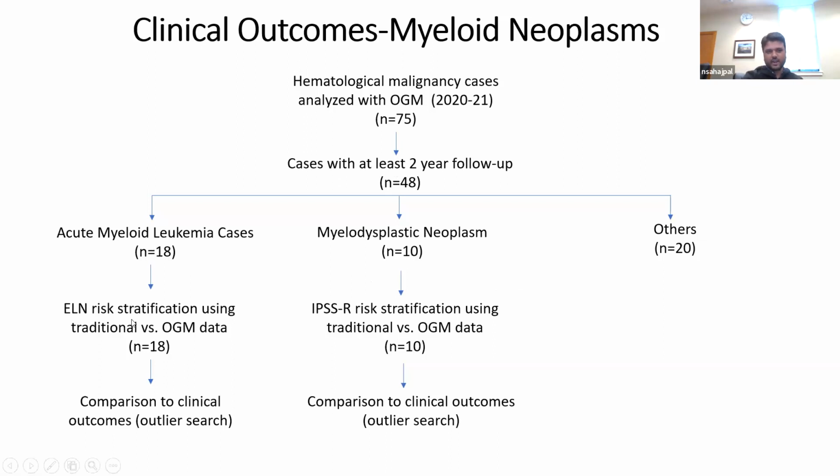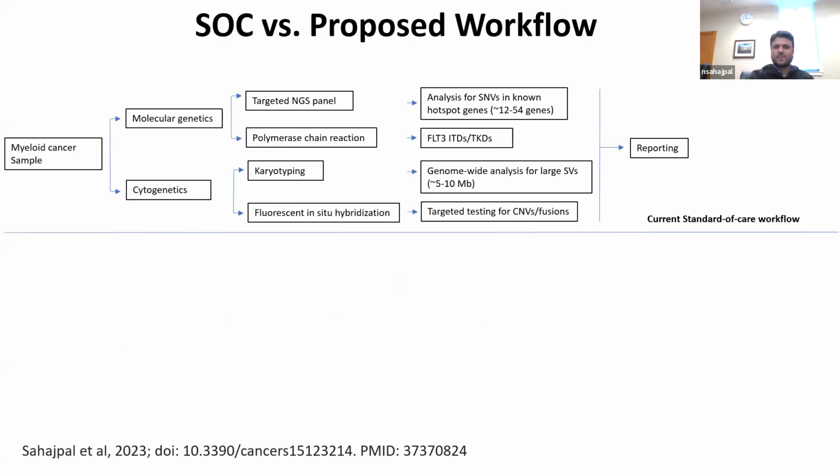So we did ELN risk stratification for the AML cases, and compared the risk stratification with standard of care with optical genome mapping. For the MDS cases, we did IPSS-R risk stratification, compared SOC with OGM, and then followed these patients and measured clinical outcome as a measure of survival. Now, before I go into that, 28 of these cases did fall into another bucket, which is we proposed an altered workflow for myeloid cases, since I'm talking about AML and MDS here.